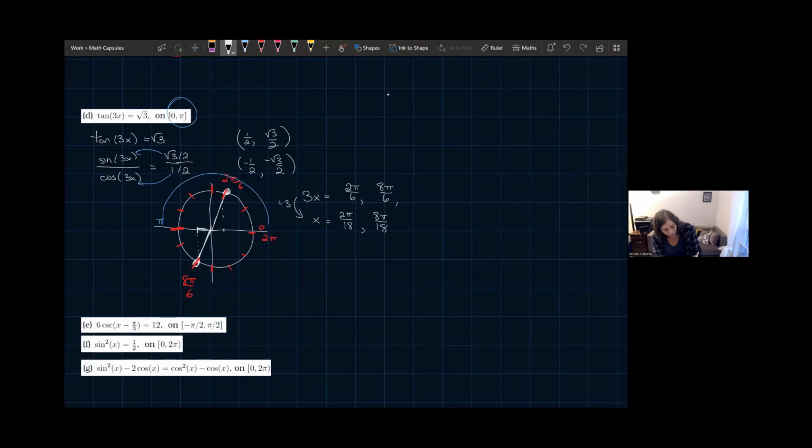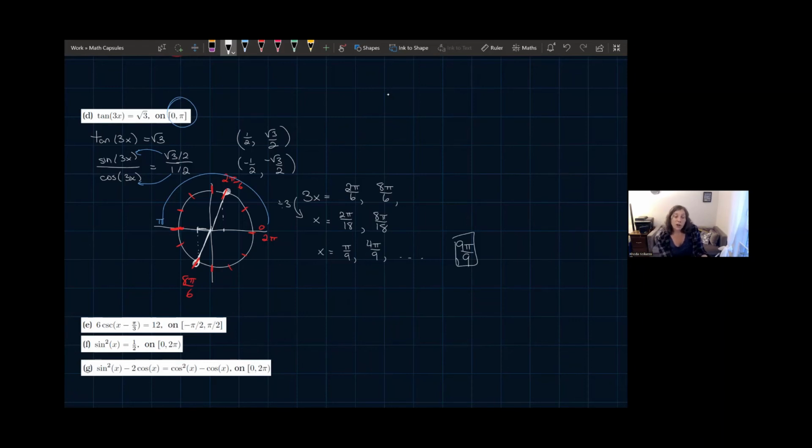So pi over 9, and 4 pi over 9. But how do I know if there are any more solutions that are in my region from 0 to pi? These ones so far, they are in my region from 0 to pi, because remember that pi would be 9 pi over 9. So we don't want to go past 9 pi over 9.